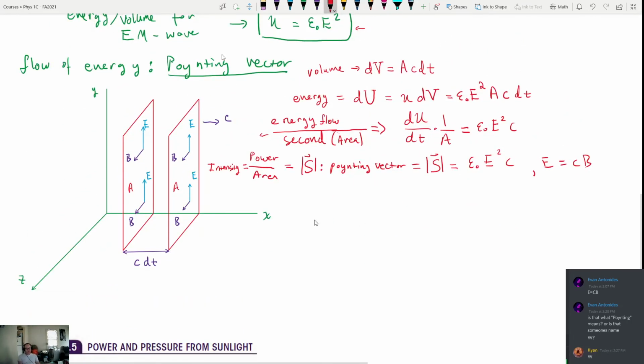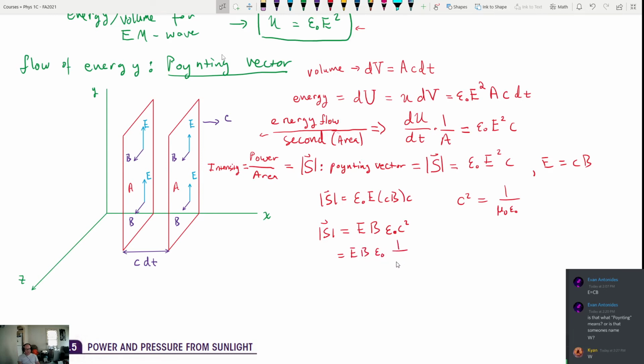If we replace that in this equation here, we're going to get that the magnitude of the Poynting vector is going to be equal to epsilon naught E times CB times C. And then we can simplify this as E times B times epsilon naught times C squared. I'm pretty sure this is equal to 1 over mu naught because C squared from above was equal to 1 over mu naught epsilon naught. So if we plug that in here, we're going to get E B epsilon naught times 1 over mu naught epsilon naught. The epsilon naughts will cancel, and we'll get that the magnitude of the Poynting vector is E times B divided by mu naught.